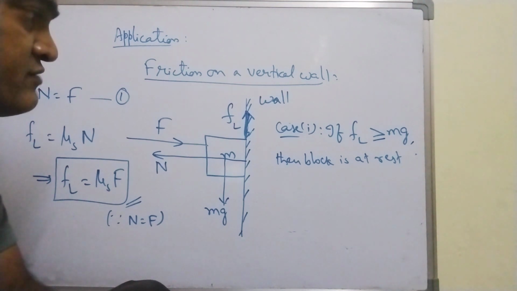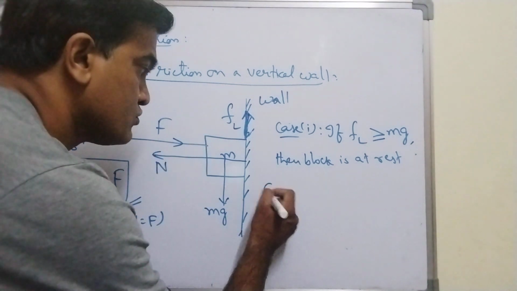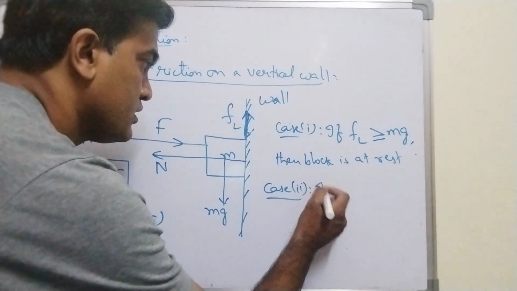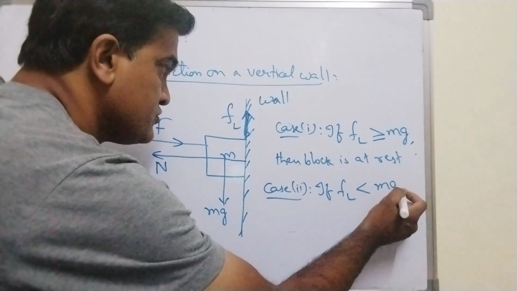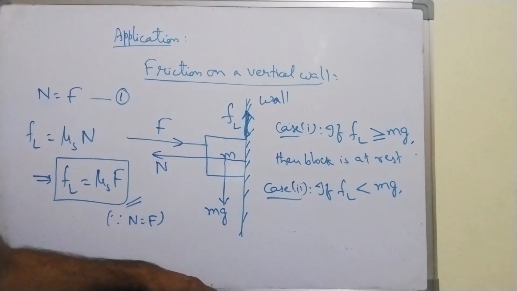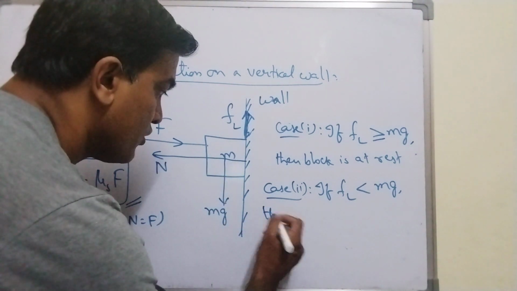Now suppose this limiting friction is less than mg, case 2. If limiting friction is less than mg, then what happens? The block slides, the block moves vertically downwards. Then I can say that the block slides.